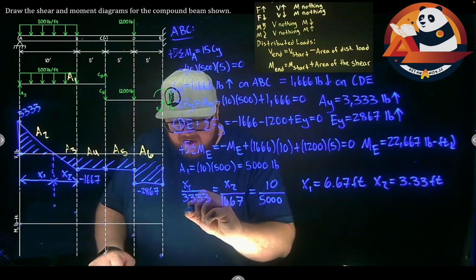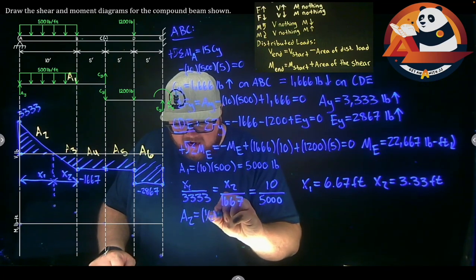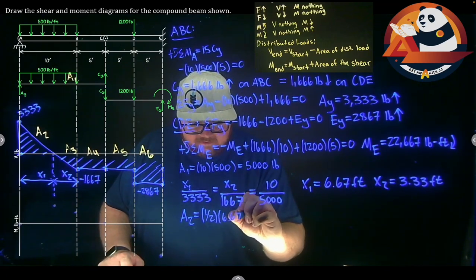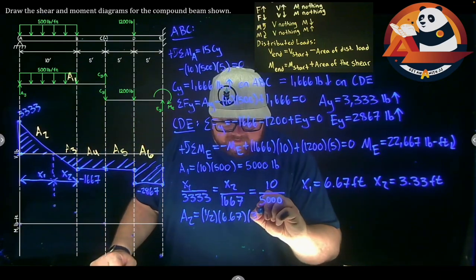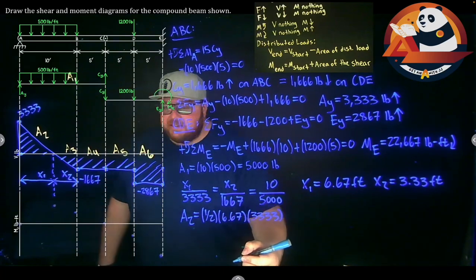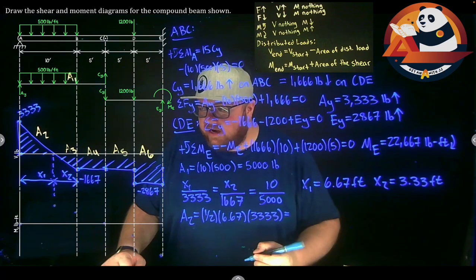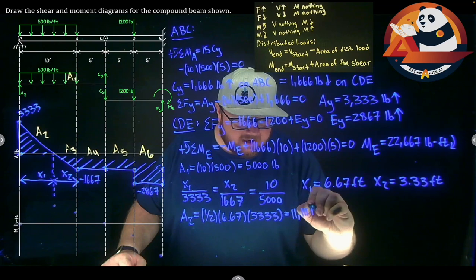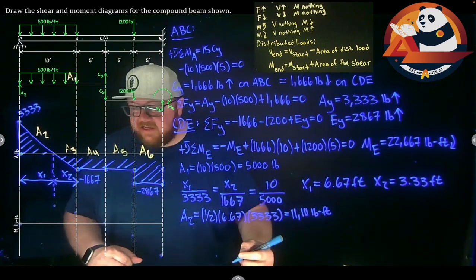Area 2 is our triangle. Area 2 should be equal to 1/2 times our base x1, 6.67, times our height, 3333. This is going to get us that area 2 is 11,111 pound feet. And I'm going to have to write small to get everything else in here, but we can work with this.